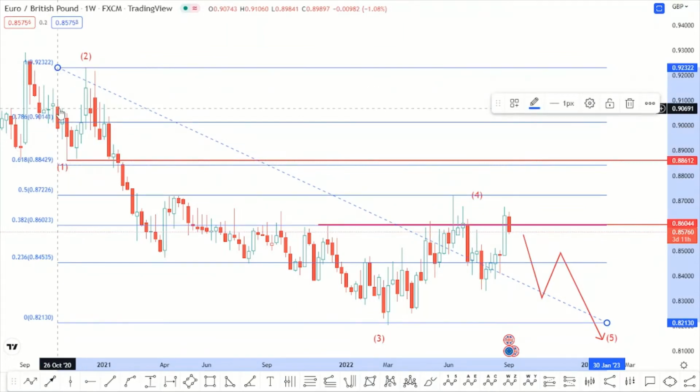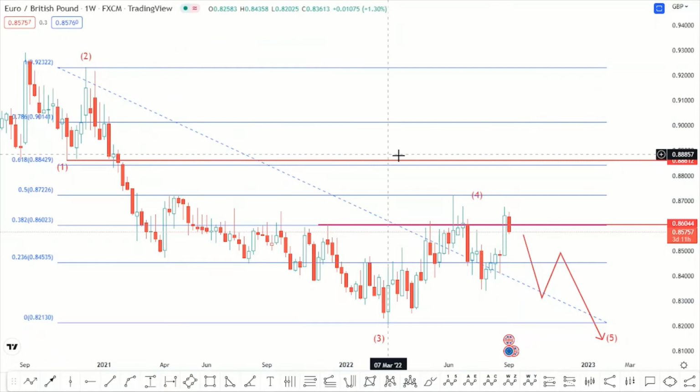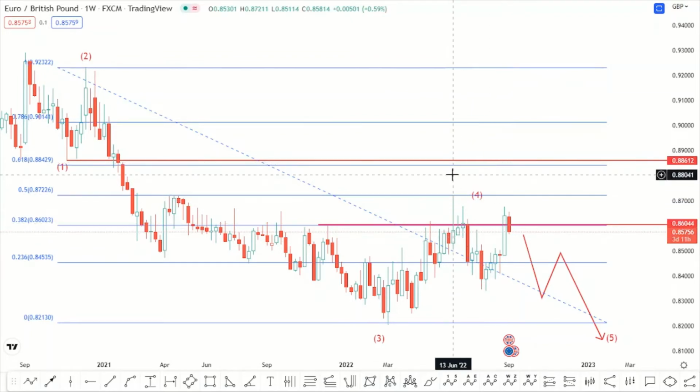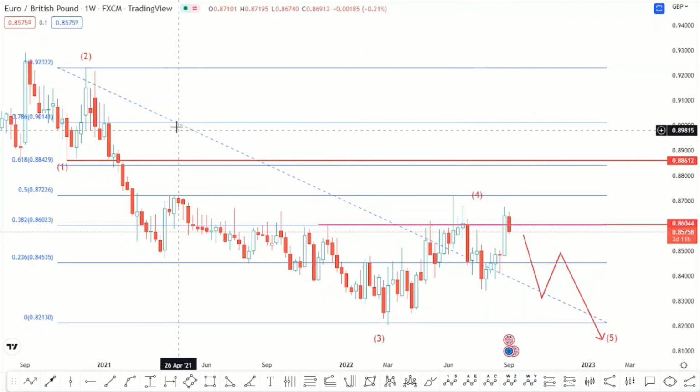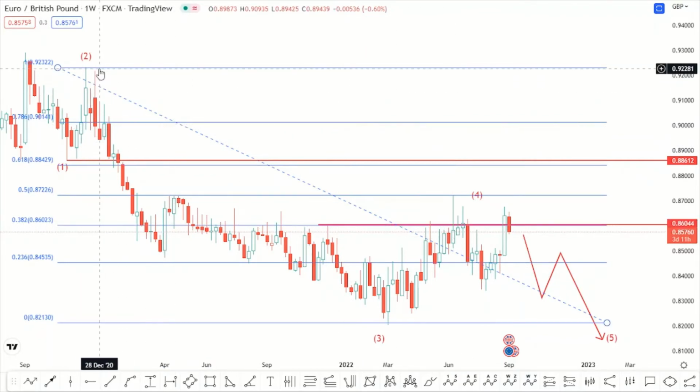Wave 1 terminated over here, as it started up here and then fell up to this point. The other rule says that we must not touch this price, the termination point of 1. If we touch it, all the counts are invalidated, and we need to restart and find proper waves. But in this case, we never touched it, so it's cool. It's maintained the rules.